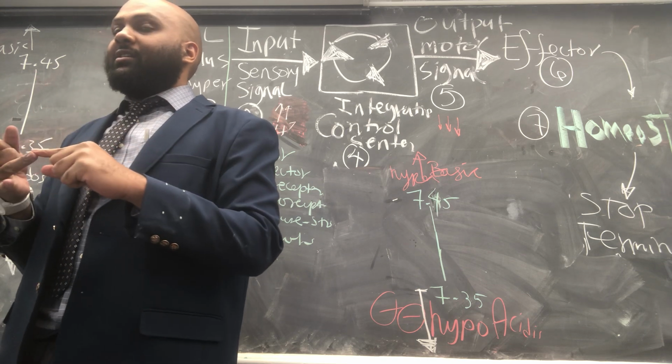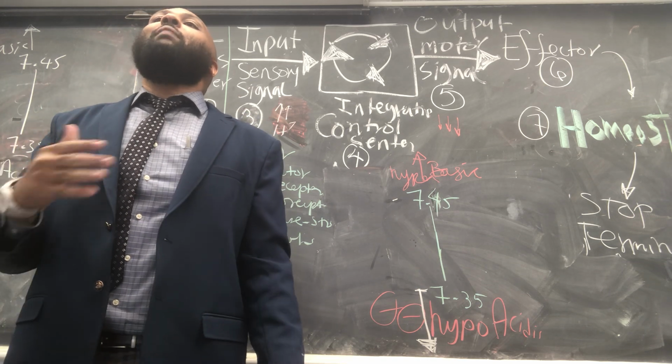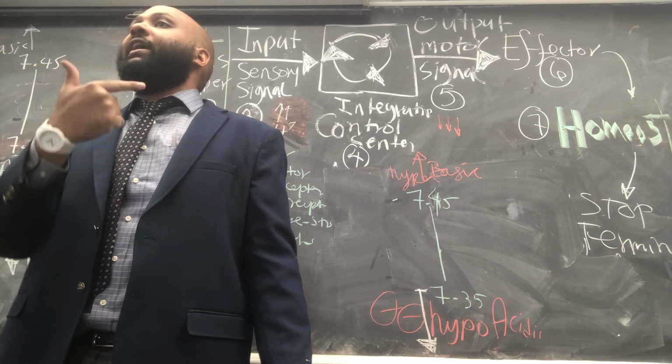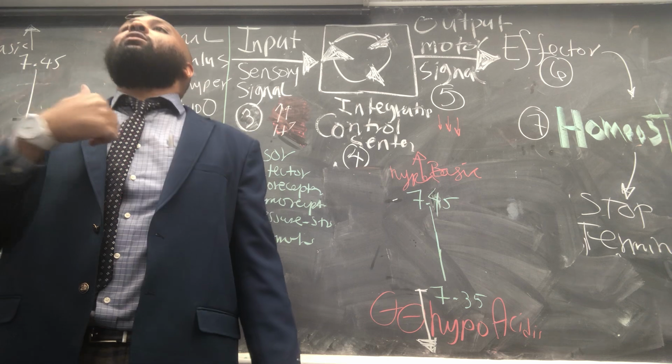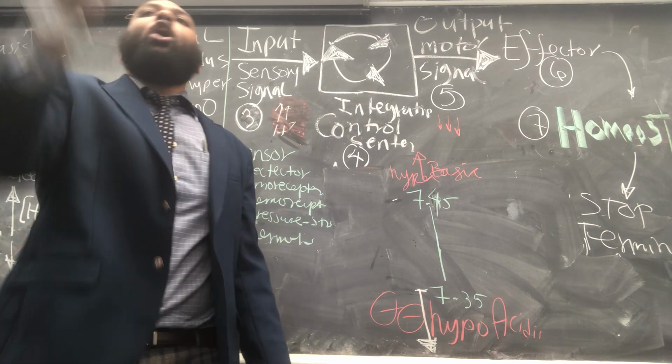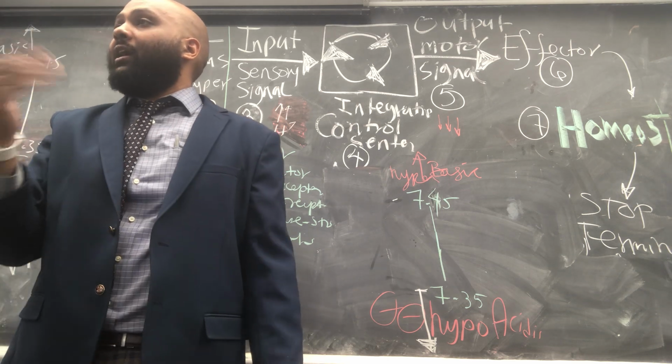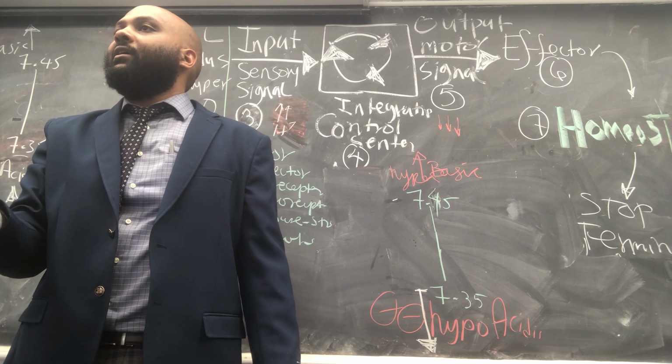Then the lungs. They're going to say, let me remove carbon dioxide, because carbon dioxide creates a lot of H plus. So now you're peeing out a lot of H plus and you're expelling, throwing out a lot of carbon dioxide.